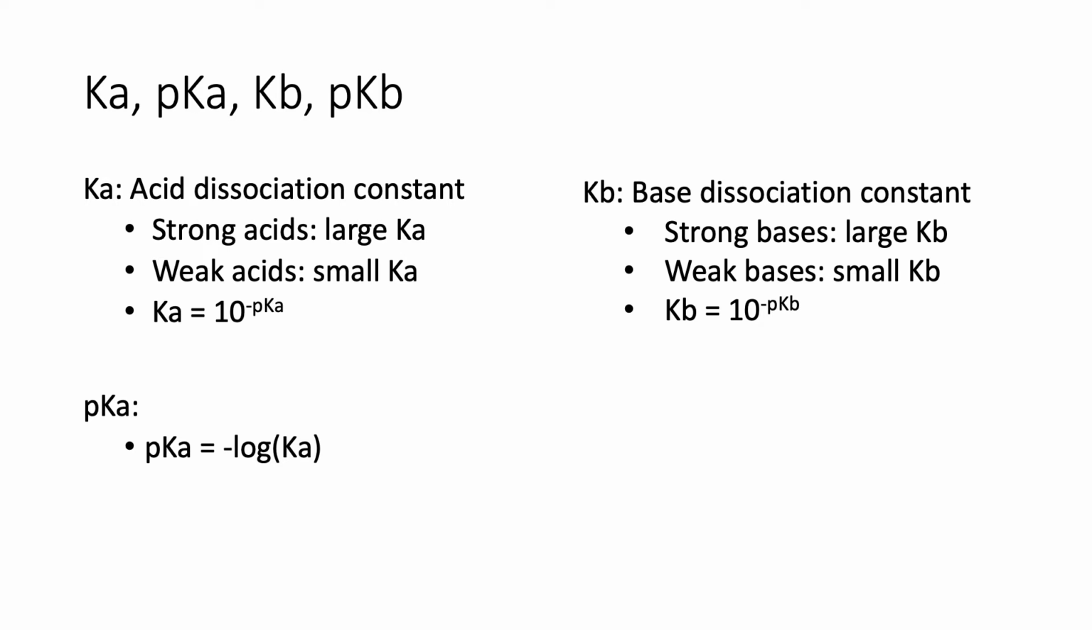The Kb is quite similar to the Ka, except that the Kb is the base dissociation constant. So, as mentioned, strong bases have a large Kb, and weak bases have a small Kb. And to calculate the Kb from the pKb, you would just take 10 to the power of negative pKb. To calculate the pKb from the Kb, you would just take the negative log of the Kb.